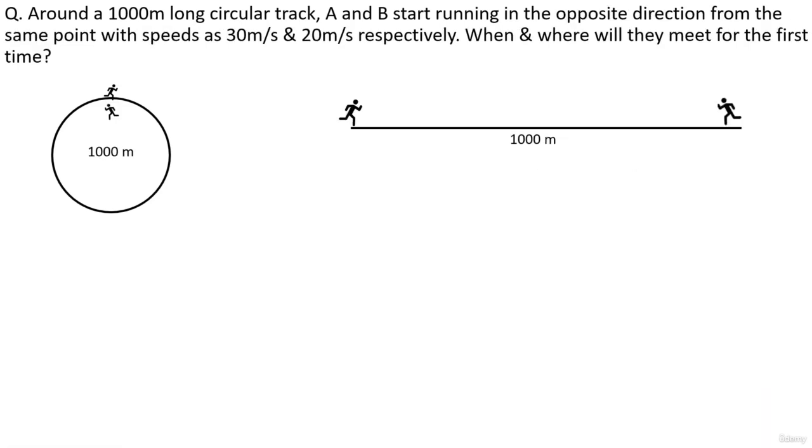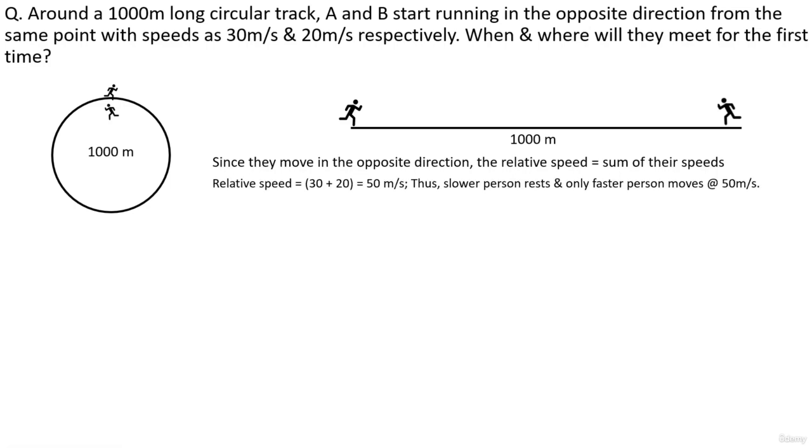Okay. What if these two people had been traveling in opposite directions, with speeds 30 and 20? For the same question, we'll again open out the track. It's a 1,000 meter circular track, where A and B are both moving in opposite directions. Since they are moving in opposite directions, the relative speed is the sum of their speeds. So it'll be something like this.